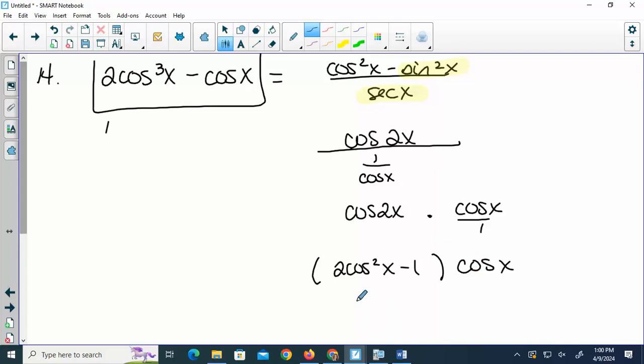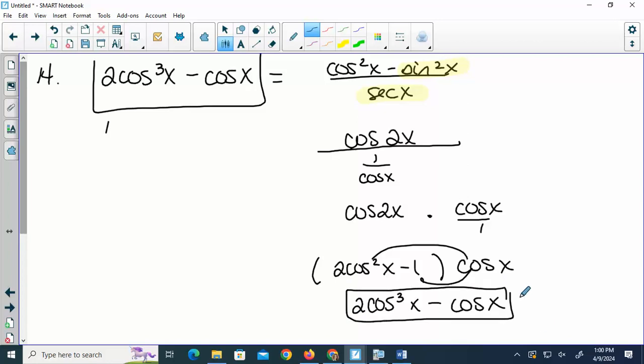Then if you distribute, you get 2 cosine squared x times cosine is 2 cosine cubed x. Minus 1 times cosine x is cosine x. Definitely not the only way to get there, but it worked. Is that one okay?